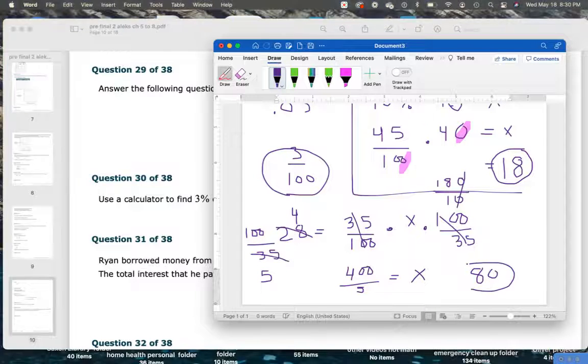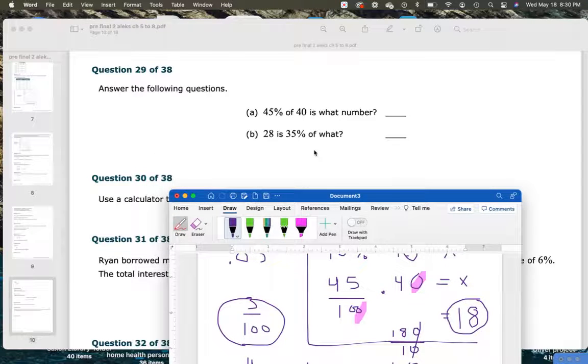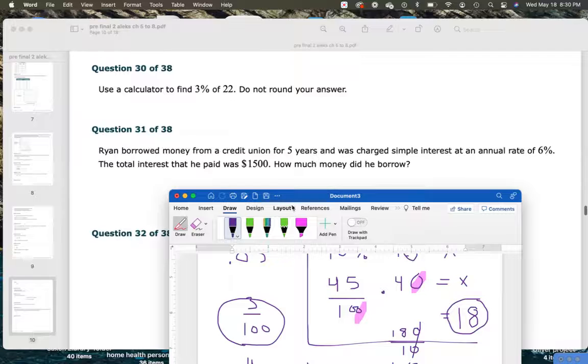Okay, so now let's see if that makes sense. We said 80 was the answer. 28 is 35% of what number? And 80, 35% is less than half of 80. Okay, so it makes sense, doesn't it? Number 30.